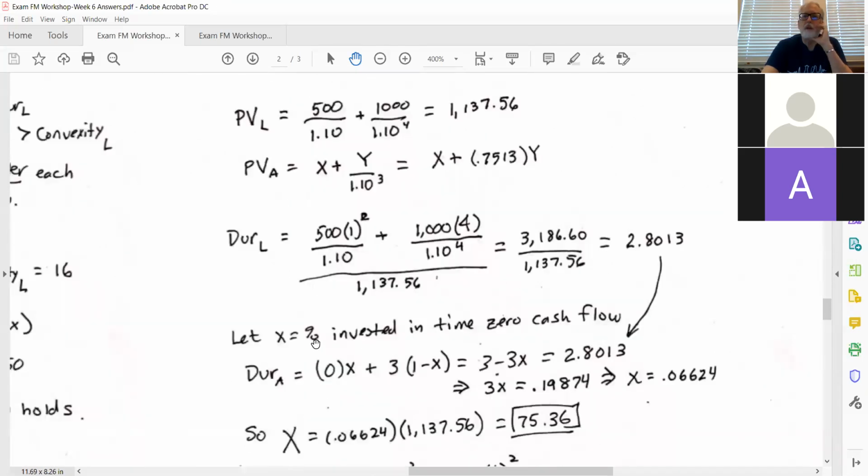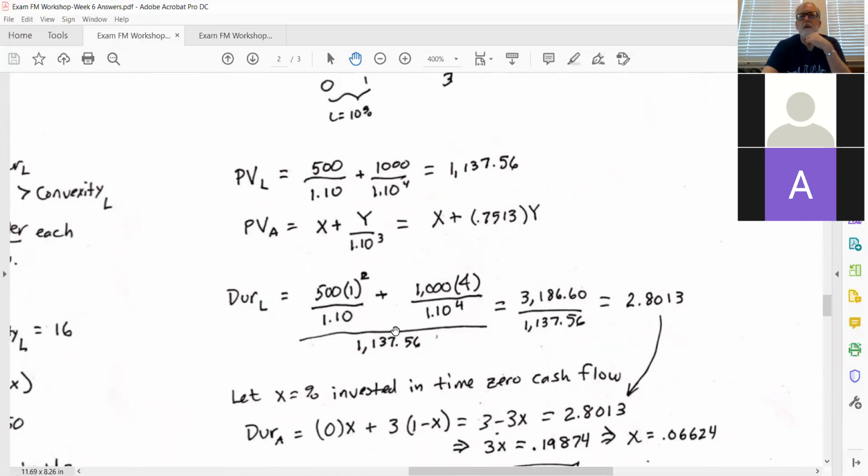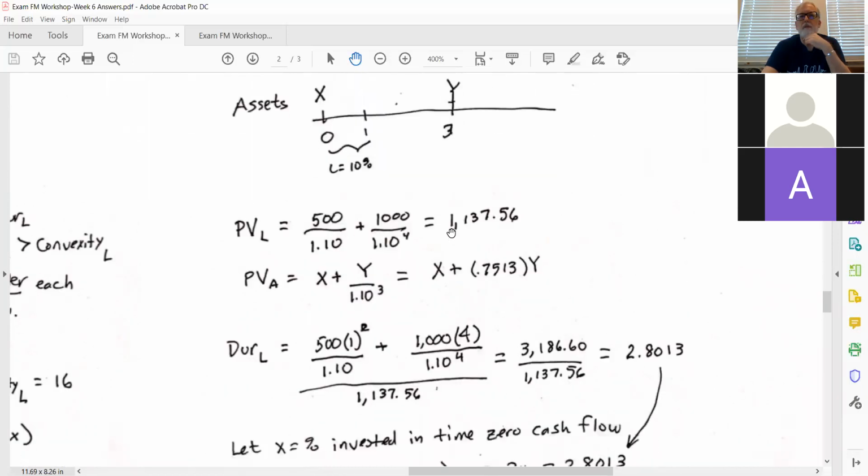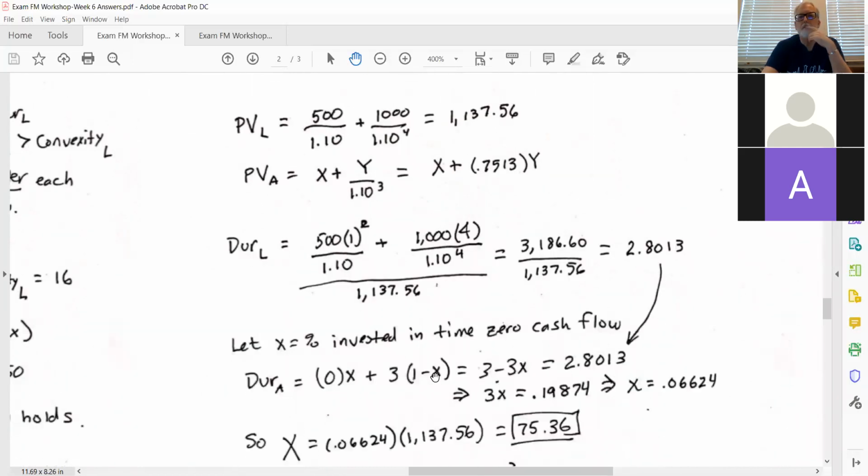And now we do the same thing. Let X be the percentage invested in the time zero cash flow. Therefore, the duration of the assets is, well, it comes in at time zero times X, and then the other one comes in at time 3 times 1 minus X.